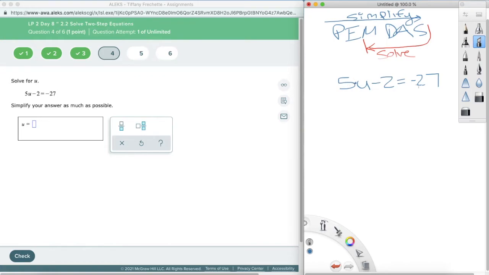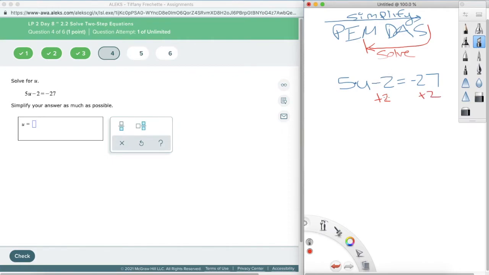So I can flip over to my solving color here, red, and I'm going to look at what's being added or subtracted on the same side as the variable. 2 is being subtracted. Remember, -2 is the same thing as subtracting 2. So it's +2 on both sides because opposites. I have a negative, I have a positive.